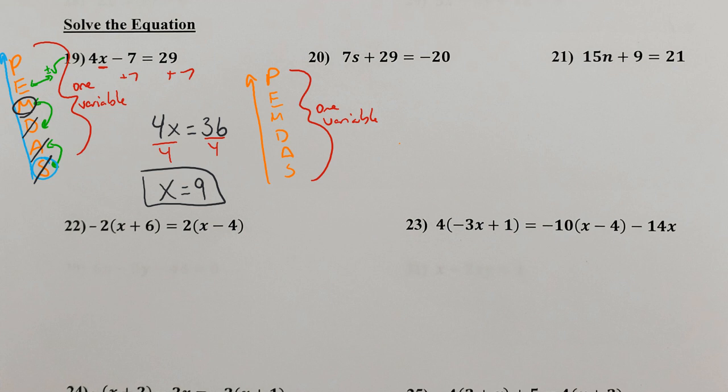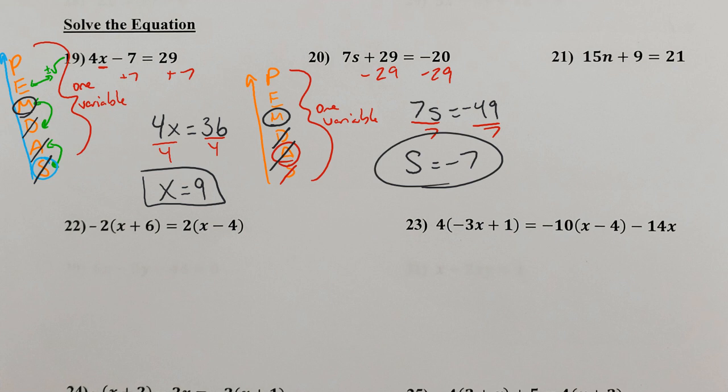So, I don't see any subtraction. I see addition, the plus 29. How do I undo addition? Use subtraction. So I subtract 29 from both sides. I end up with 7s equals negative 49. There's no addition. There's no division. Multiplication. How do I undo multiplication? Divide. So I end up with s equals negative 7. Done. That's it. Like I said, if you want to check your work, go ahead.